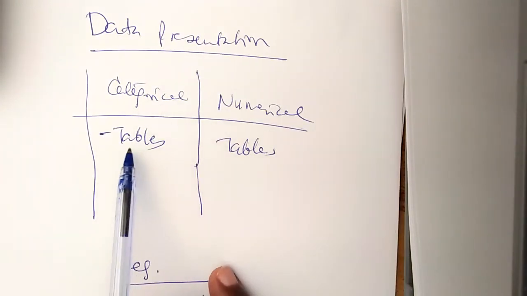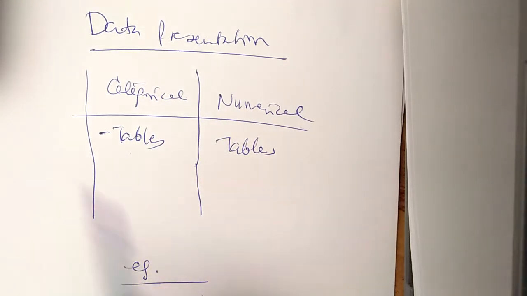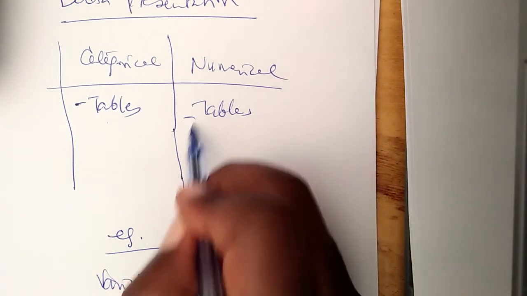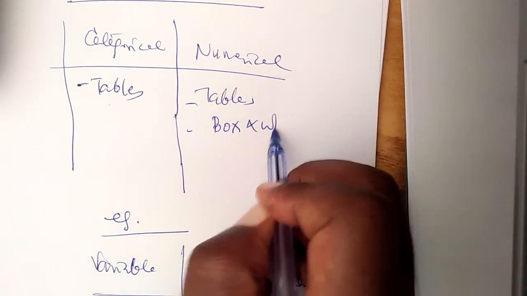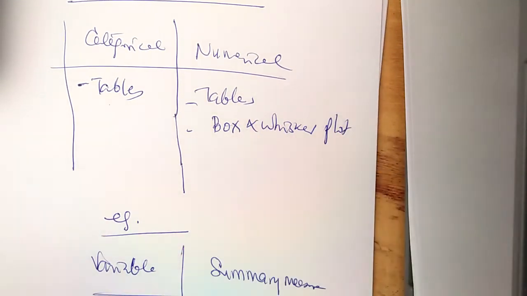The table is universal. A table can be used to summarize both categorical and numerical variables. Now, numerical variables have many ways. There's what we call a box and whisker plot. If a variable is non-normally distributed, I use a box and whisker plot, and I want to use Stata to see how we compute a box and whisker plot manually and by using Stata.